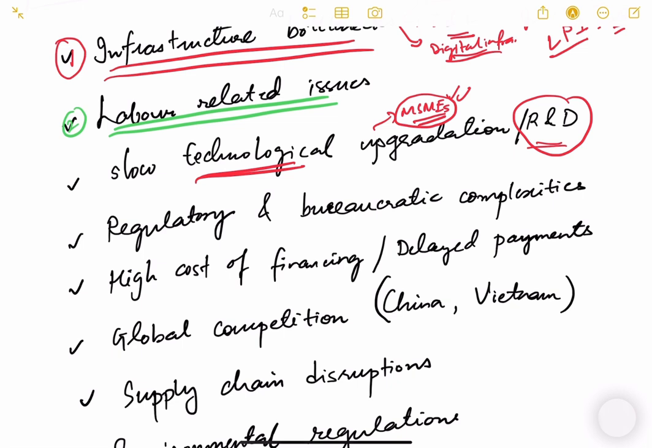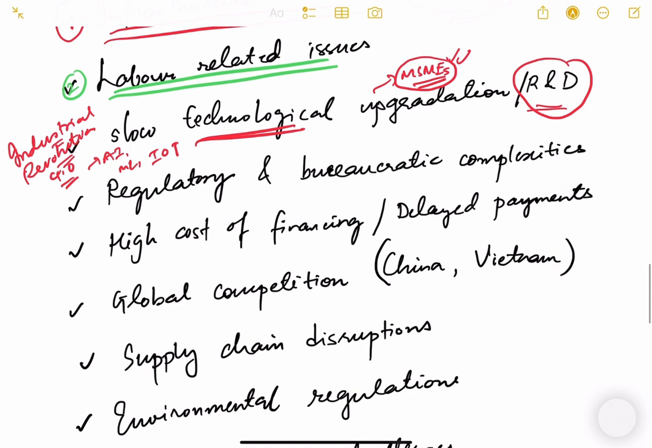And adoption of automation, AI, and Internet of Things, IoT, is still at a very nascent stage in India. Basically these things are known as Industry 4.0, the Fourth Industrial Revolution, which includes AI, machine learning, Internet of Things, automation, etc. These new things are still at a very nascent and early stage in our country.